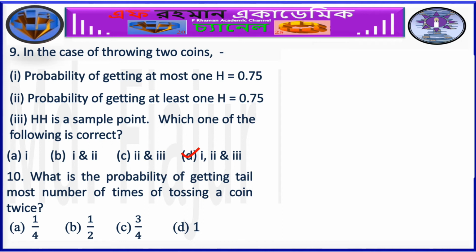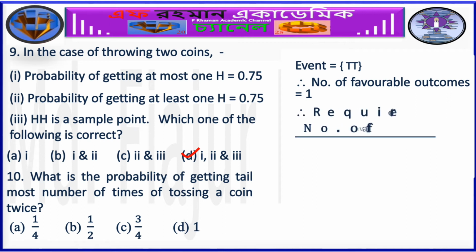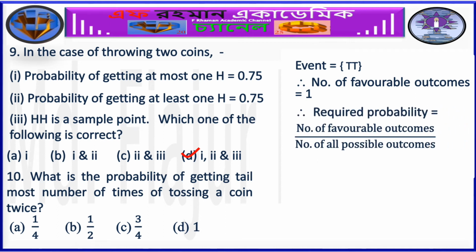MCQ 10. What is the probability of getting tail most number of times when tossing a coin twice? If a coin is tossed twice, then the most number of times of getting tail is in the outcome TT. That's why the event is the set of TT. Therefore, the number of favorable outcomes is equal to 1. Therefore, the required probability is the number of favorable outcomes by the number of all possible outcomes, which is equal to 1 by 4. Therefore, our correct answer is option A.